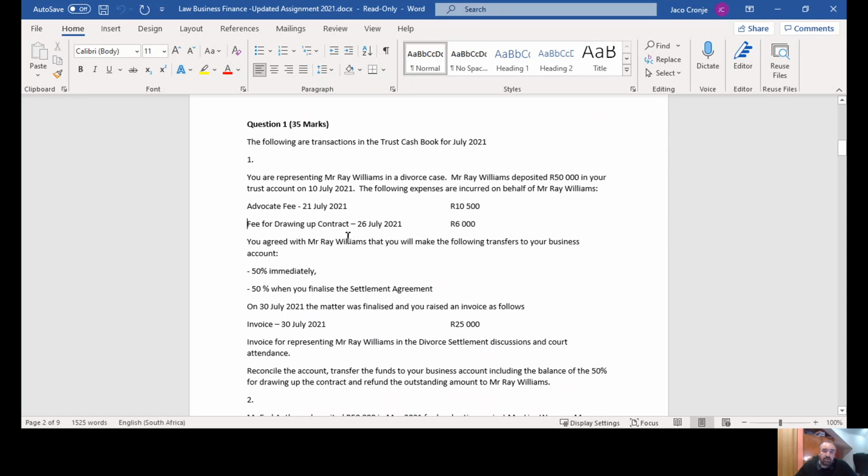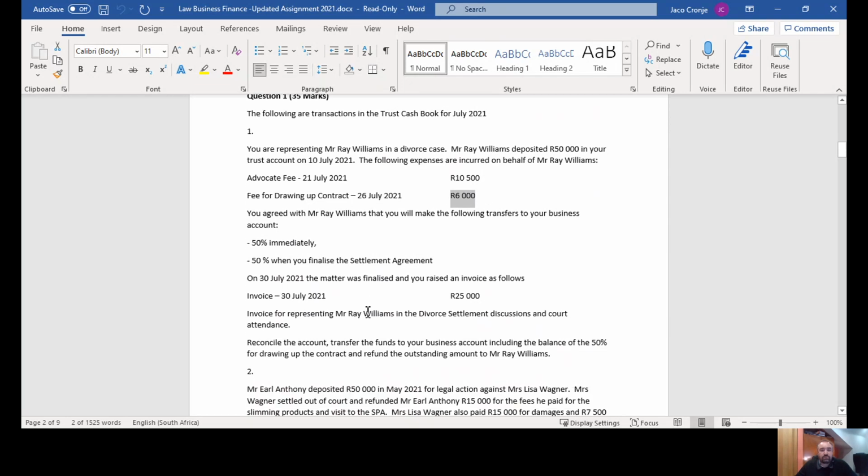Then if we move along, fee for drawing up contract, 26 July, 6,000 Rand. Now just hold on that. Let's read below that. It said you agreed with Mr. Ray Williams that you would make the following transfers to your business account. 50% immediately and 50% when you finalize the settlement agreement. So that won't be a cash book transaction on that exact day. It will be split up with 3,000 Rand on that day and the other 3,000 Rand on the day when you finalize the settlement agreement.